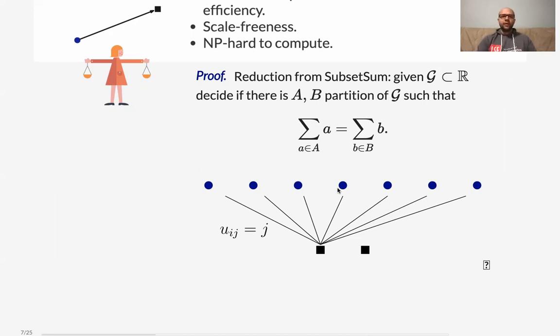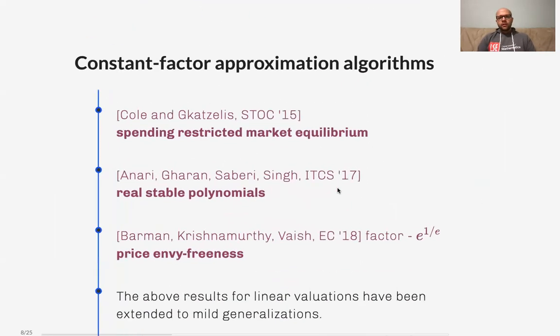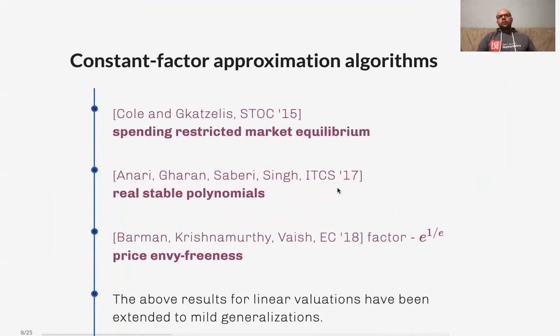Naturally, the problem being NP-hard, we'll be interested in finding constant factor approximation algorithms for this problem. And we are not the first people to look at this, and there has already been quite a lot of work along these lines. The first one was by Cole and Gkatzelis, who introduced this very cool notion of spending restricted market equilibrium, which they used to give the first constant factor approximation algorithm. And then it has been followed by a line of work. And I'll mention just a few other approaches.